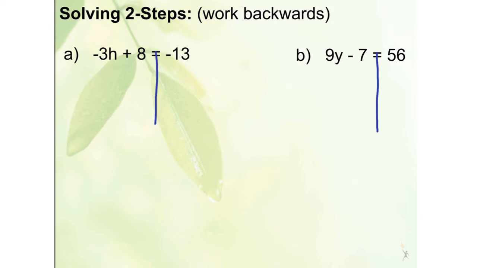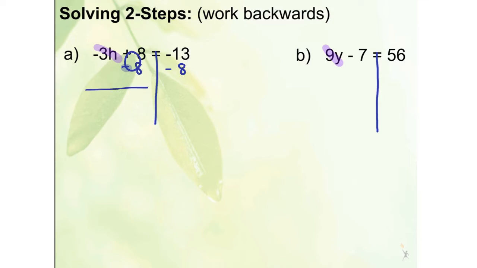Now look again, and you want to see whatever is closest to or connected to H, that has to be dealt with last. So that negative 3H and that 9Y, we're going to deal with that last. So we're going to move away everything else. We're going to balance that equation. We're going to do the opposite of adding 8, which is subtracting 8. Positive 8, negative 8, 0 out, but whatever we do to this side, we have to do to this side.